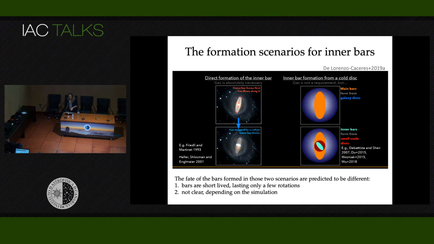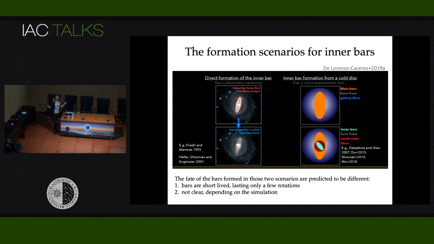It's very interesting because, combining with other things, he's for the first time putting some constraints on the formation scenarios of inner bars. Up to now, two main scenarios have been proposed. In the first one, the gas flows towards the center from the main bar, forms a gaseous inner bar that then forms stars. These bars are dynamically unstable, they don't live for very long, and they are necessarily younger than the main bar.